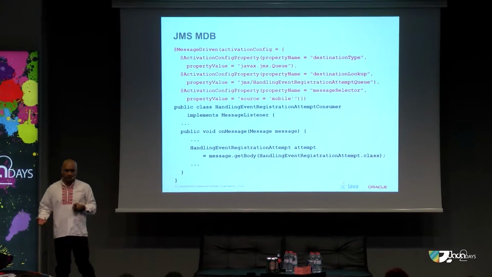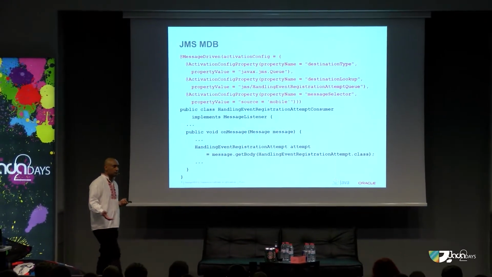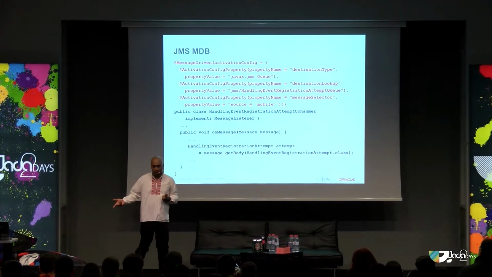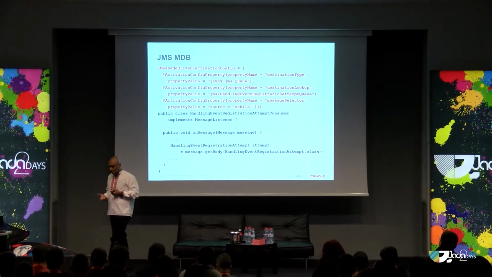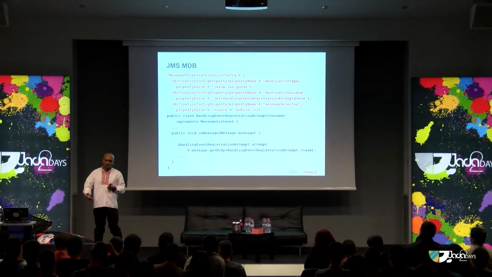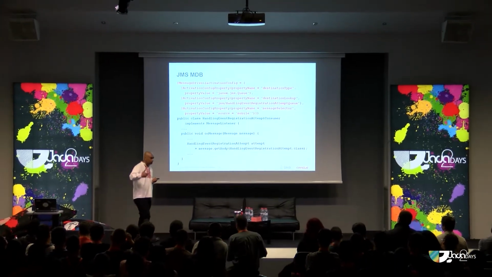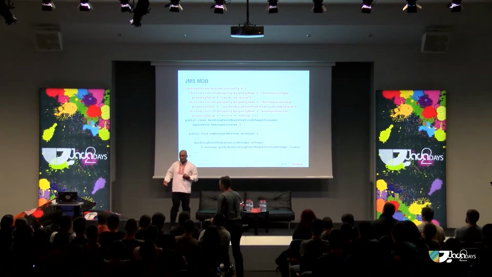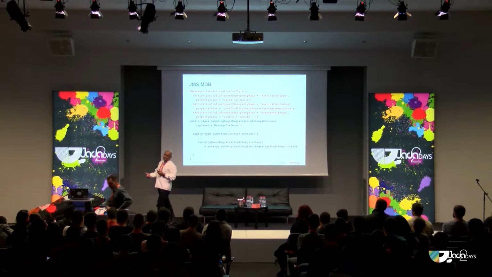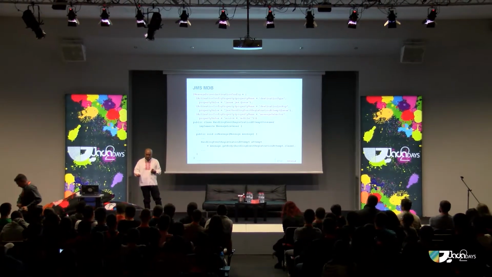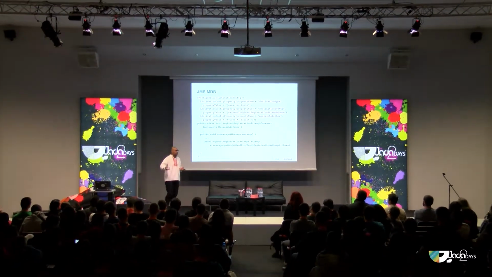Similar story on the message-driven bean end. This is how you receive the message that we sent out. Again, a whole bunch of powerful stuff going on. Auto acknowledgement going on. Transaction management going on. Pooling going on. Thread safety going on. Error retries going on behind the scenes. And all you're really doing is specifying a few bits of metadata.